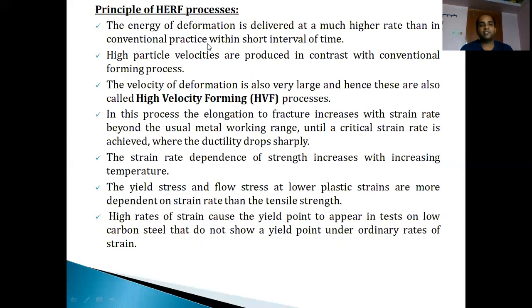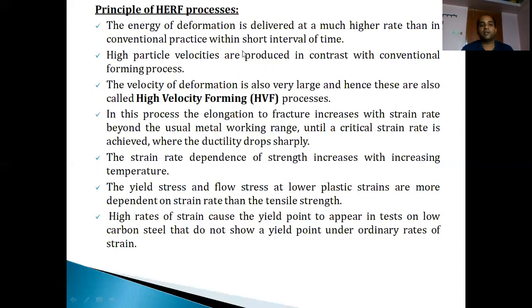The conventional practice, already studied in the forging chapter, is that with the help of the ram, using hydraulic energy, pneumatics, or any other energies, we apply the force on the ram which is responsible for developing the desired product. But here, instead of that, we are directly applying the energy to the workpiece itself.